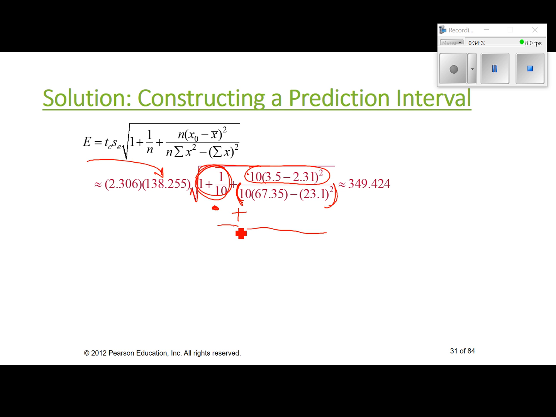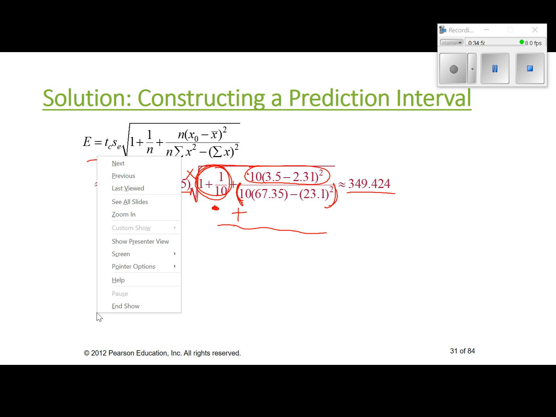Once you take the square root of that, the hard part's over, because then all you have to do is, you have that answer right there in your calculator, you hit times, and you punch in this number, then you hit times again, and you punch in that number, and it's going to give you your E, which is 349.424. And again, if you round these off a little farther than the books round them off, that's fine with me. I don't know why they're going out so far on some of these.